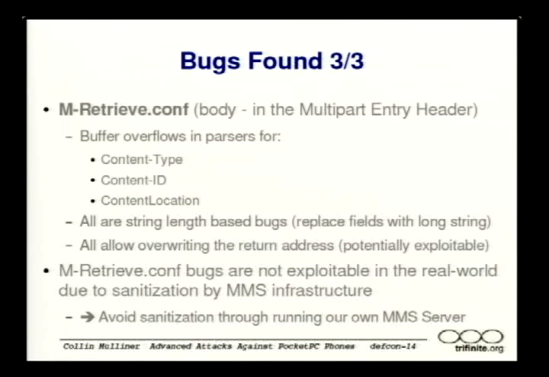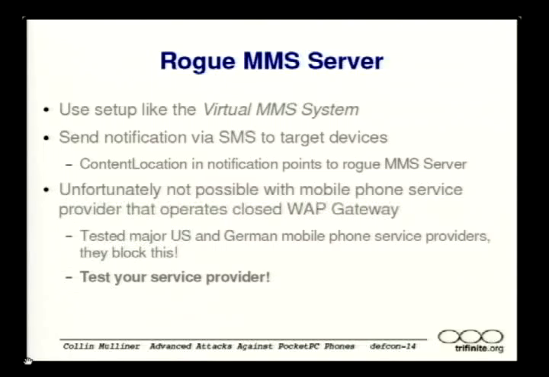We actually haven't tried it, and because many mobile phone service providers run these stupid closed web gateways, which don't allow us to connect to our own rogue web MMS server. But if you find an ISP which doesn't block access to other IPs, you can just run your own MMS server on their network or on the internet and send a nice SMS which points to your server. And whoops, you can exploit all the other bugs you just found which were normally not exploitable.